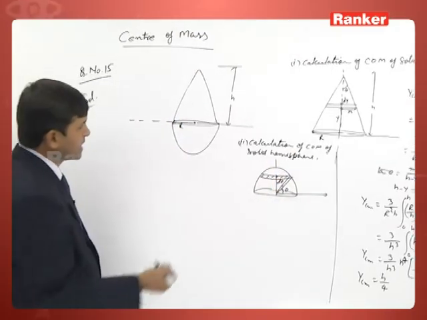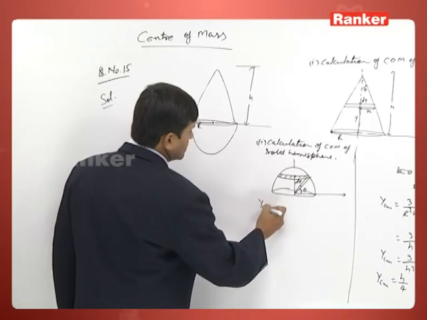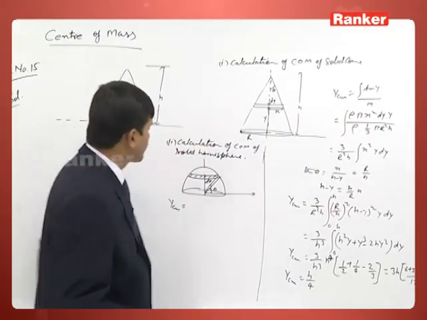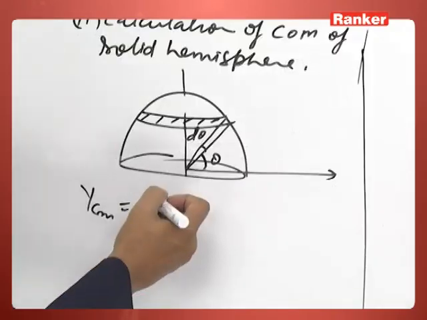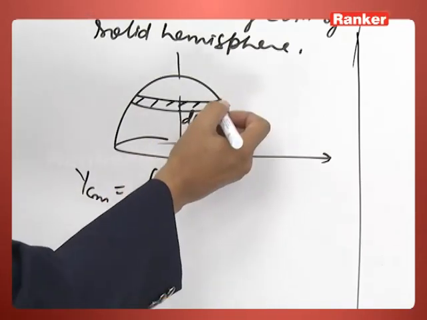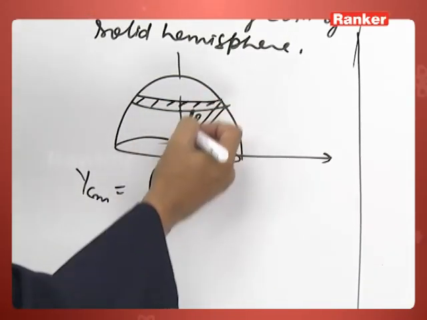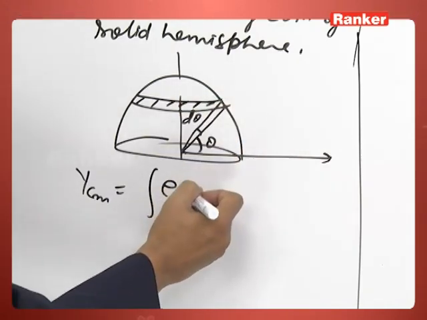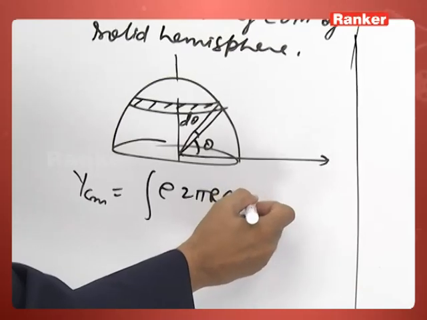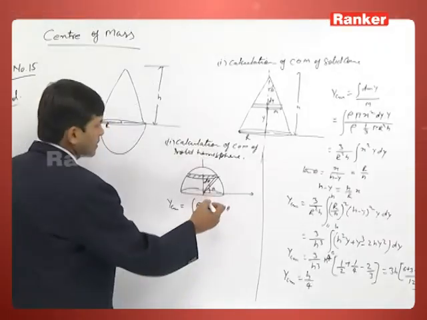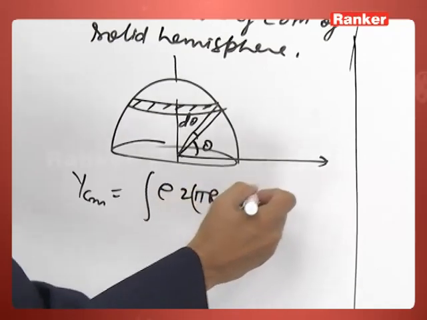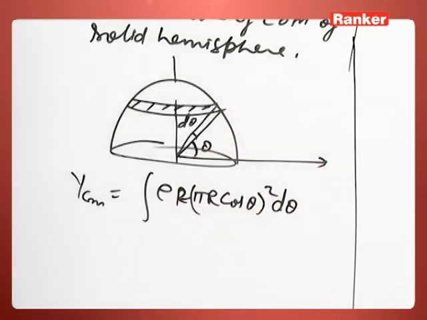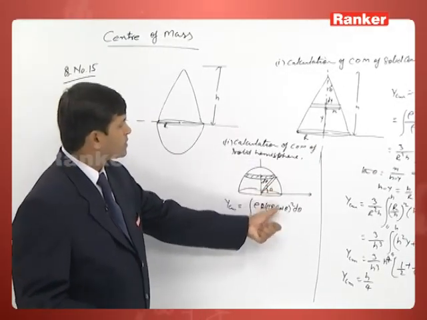Now again YCM. YCM uses the same formula, dm into y by m. Not dm, dm is your rho. This radius is your r, this is capital R. This is your r cos theta. 2 pi r cos theta, or pi r cos theta whole square into r d theta. Pi r cos theta is the radius.